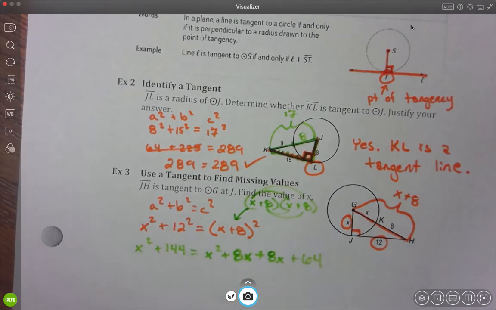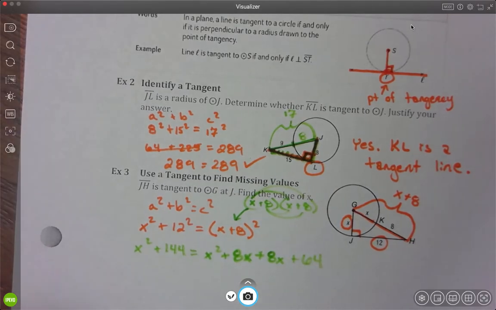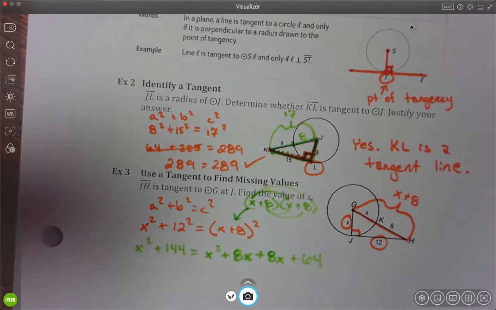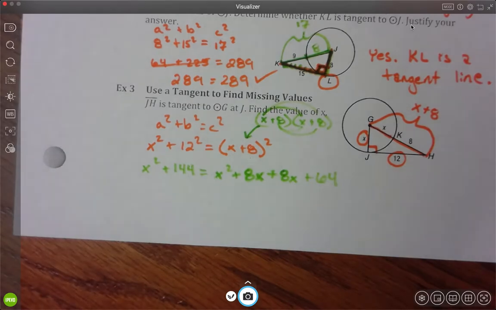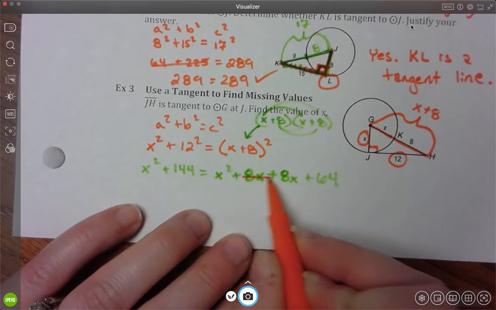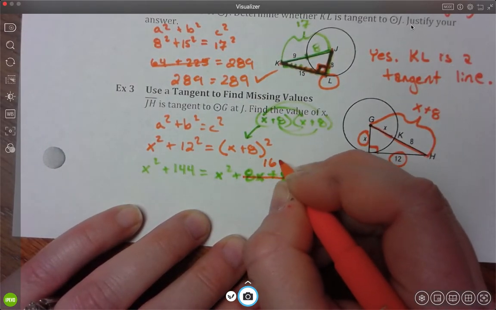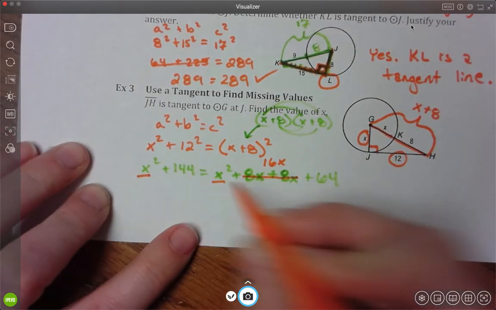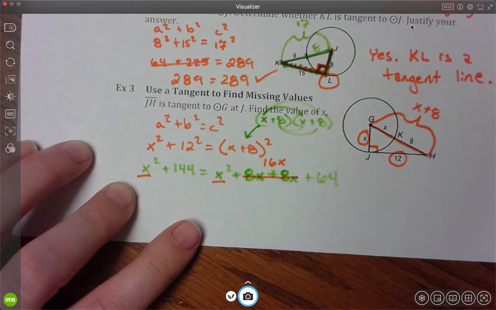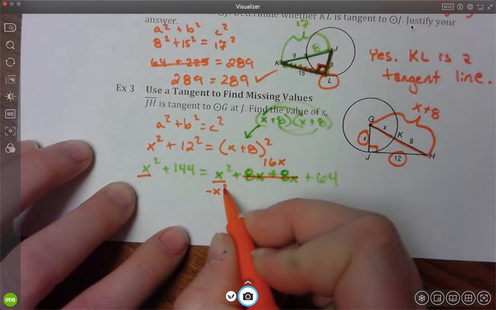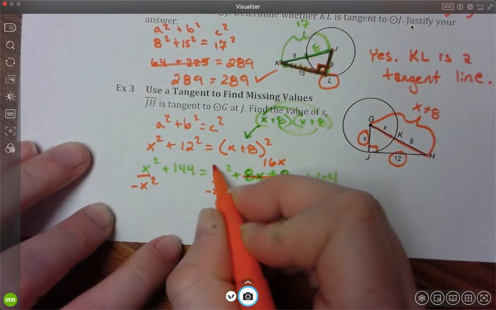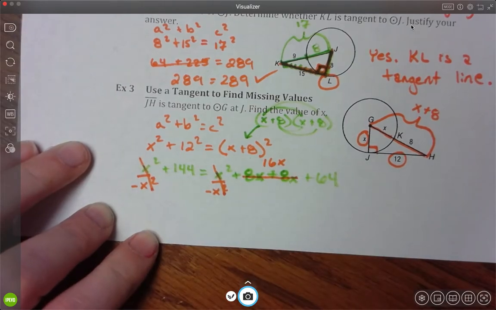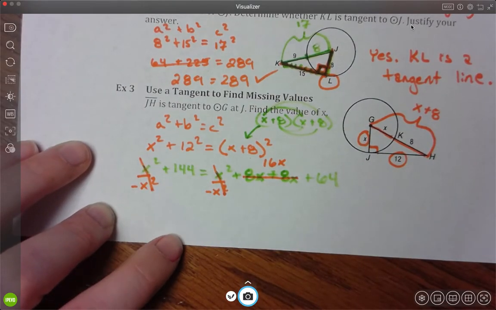We'll go ahead and multiply the 12 through. This actually comes out really nice because first thing I can do is add 8x and 8x together and make 16x. But then also, I have an x squared here and an x squared here. If I want to join them together, I can just subtract x squared from both sides, and both of them are going to cancel out. So that's kind of nice.